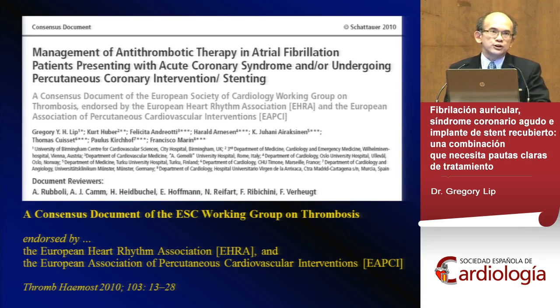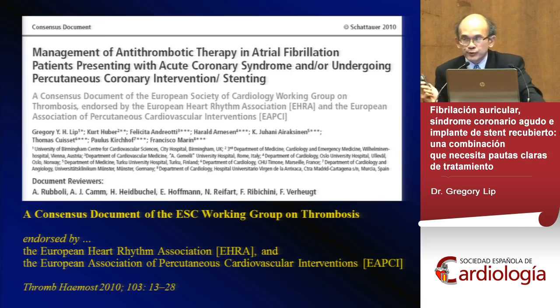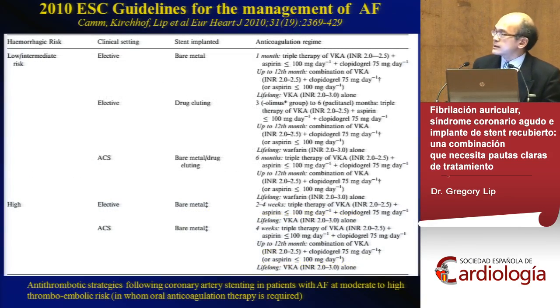So it's a joint document from four major ESC bodies. But since that document is not published, I'll just show you what this present document shows. This is the table from that. In fact, it's the table which is similar to the table that appeared in the 2010 ESC guidelines for AF management. And by and large, it recommends a period of triple therapy initially.